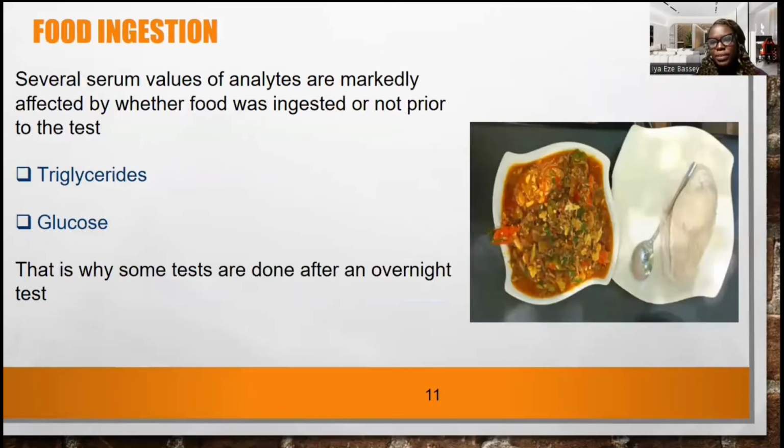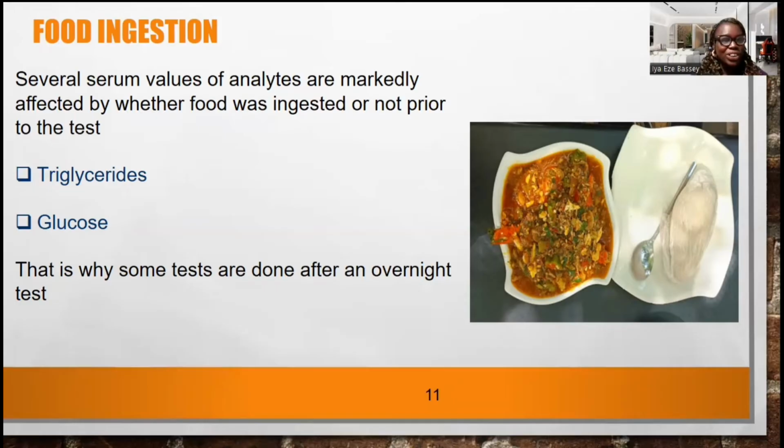Food ingestion. This is a Nigerian delicacy. It's a Calabar dish. It's called fisherman soup. So when you come to Calabar, you can have some. All right. That is by the way.